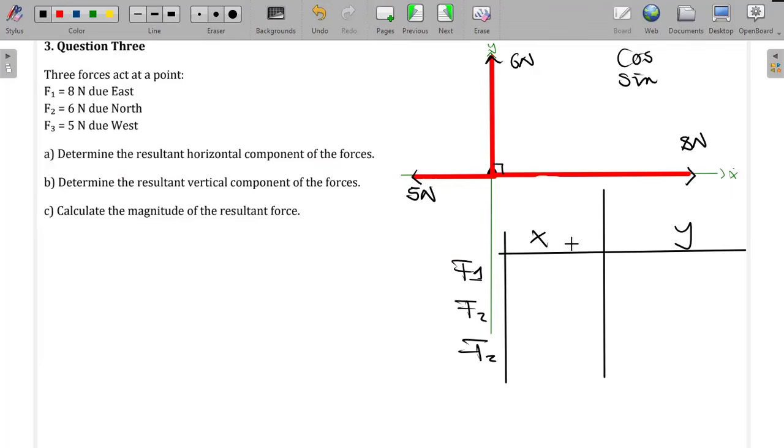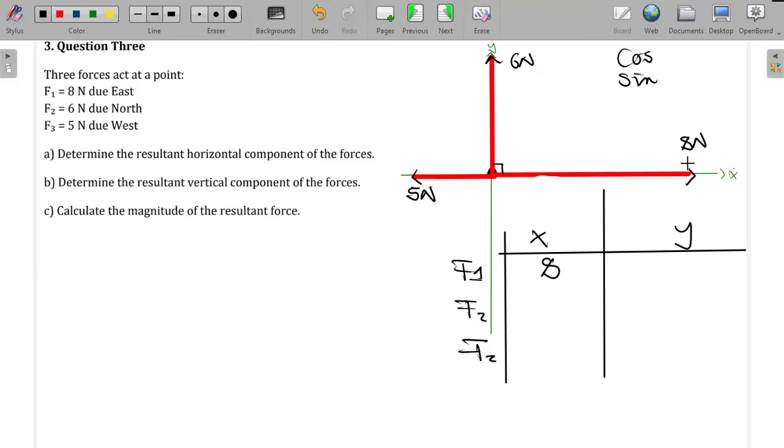So for F1, the x component is going to carry a cosine, so I'm going to say 8 cos 0. What will be the value of 8 cos 0? Of course, cos 0 is just equal to 1, which means 8 cos 0 is still going to give us 8. And if we say 8 sine 0, what is the y component?